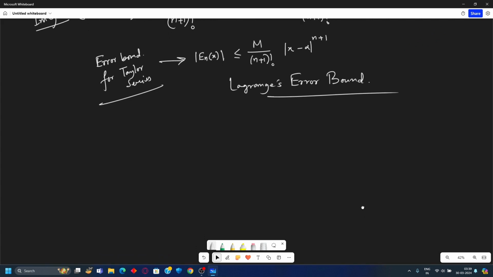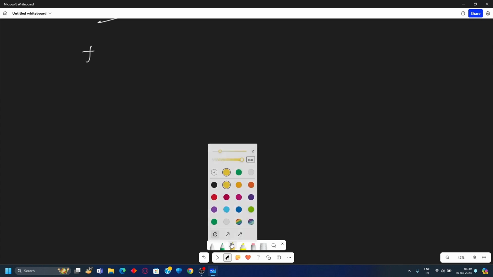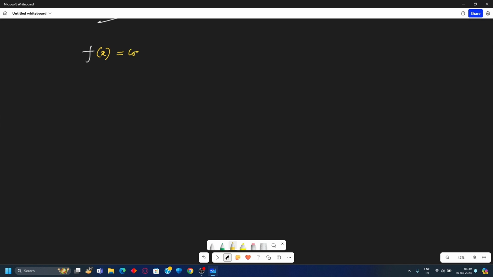Okay. Now the last part: how we can find the error for any function. So let's take an example. We have a function f(x), let's say cos x, and this function f(x) has been approximated by a third degree polynomial at x equal to 0. Now you want to find the error for this part. Sounds okay, no?